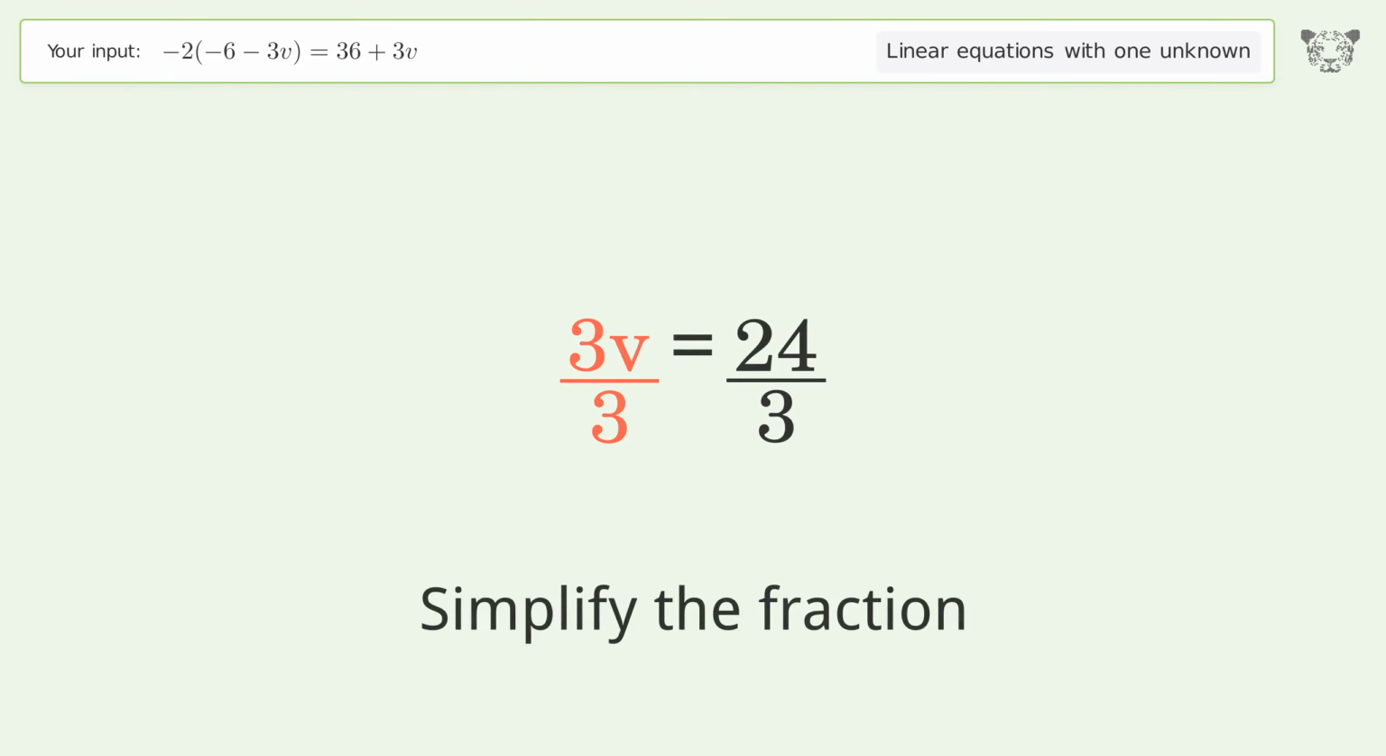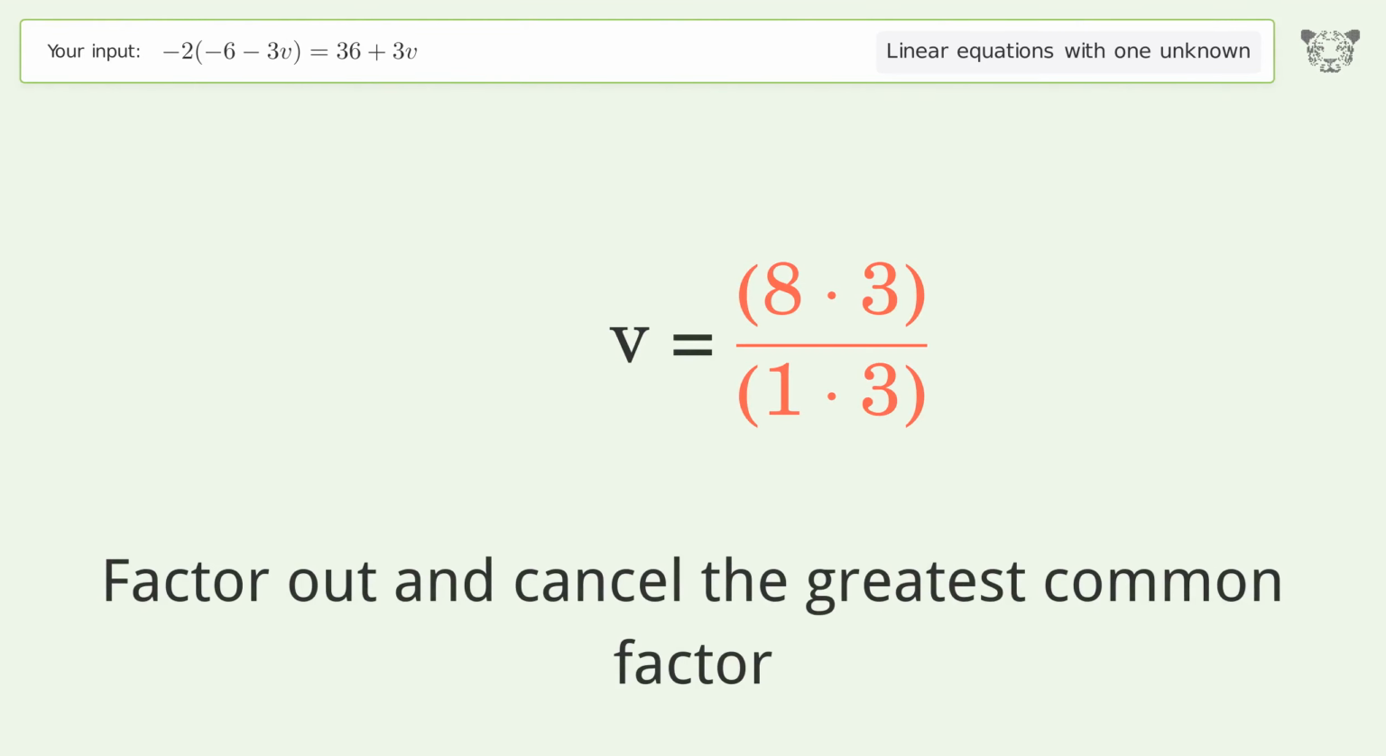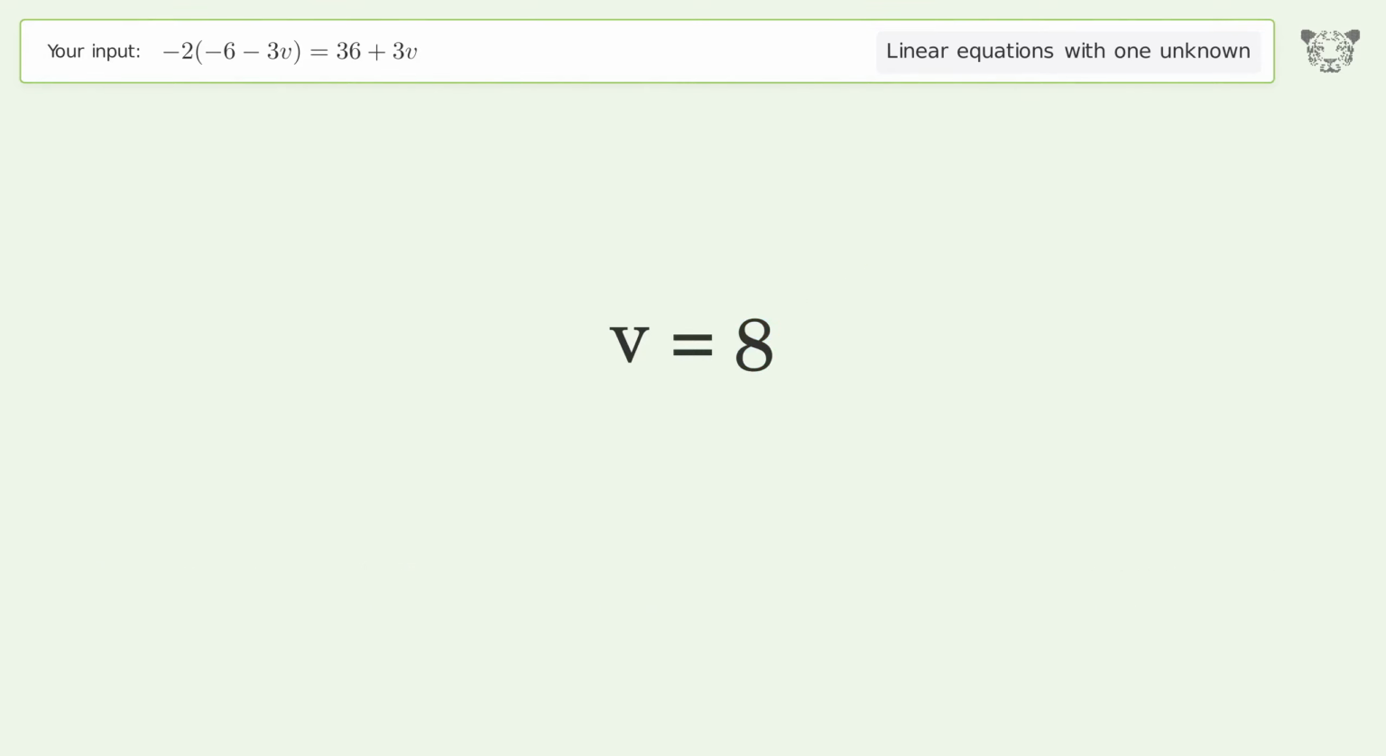Simplify the fraction. Find the greatest common factor of the numerator and denominator. Factor out and cancel the greatest common factor. And so the final result is v equals 8.